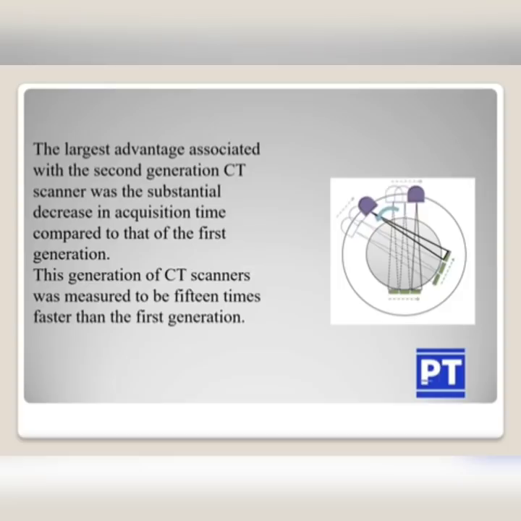The largest advantage of the second generation CT scanner was the substantial decrease in acquisition time compared to the first generation. This generation of CT scanner was measured to be 15 times faster than the first generation. Here you can see an image of the X-ray tube as well as the fan beam along with the detector. This much area is covered with a fan beam.